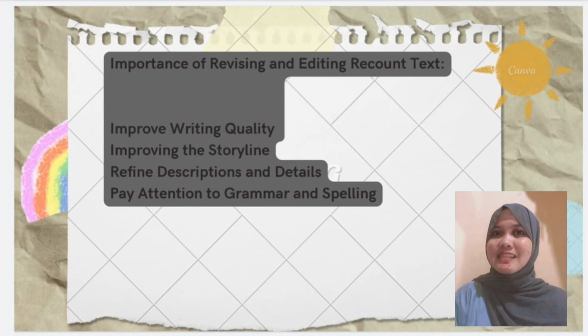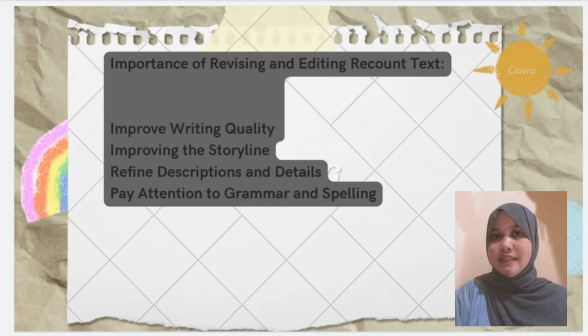The second is improving the storyline. In the process of revising and editing, you can review the storyline and ensure the events or experiences are told in an orderly and chronological manner. You can add or remove relevant information and use appropriate linking words to maintain story cohesion and coherence.